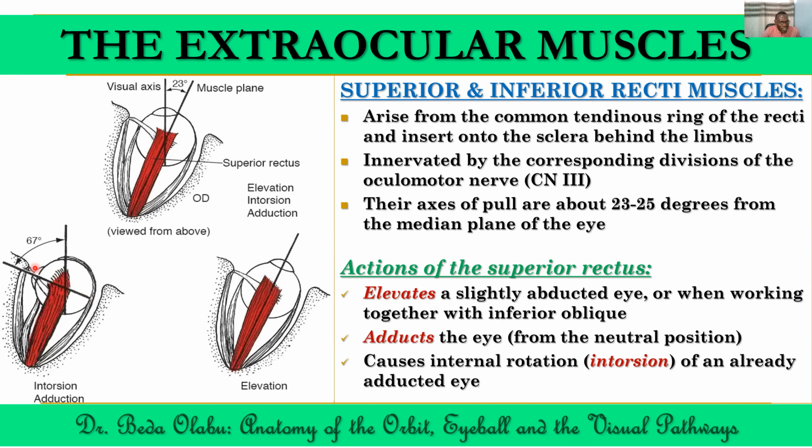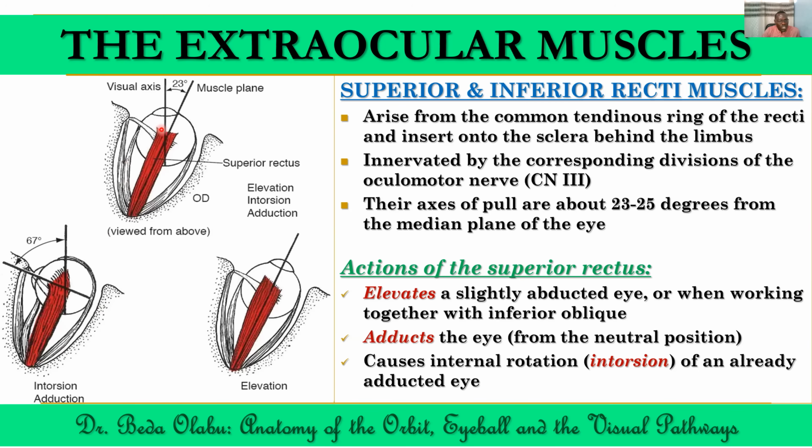If the eye is already adducted and the superior rectus contracts, it will cause the upper part to go much backwards and the lower part will therefore go much forwards, and that is basically rotation. And that rotation is internal rotation, what we call intorsion. So superior rectus causes intorsion.